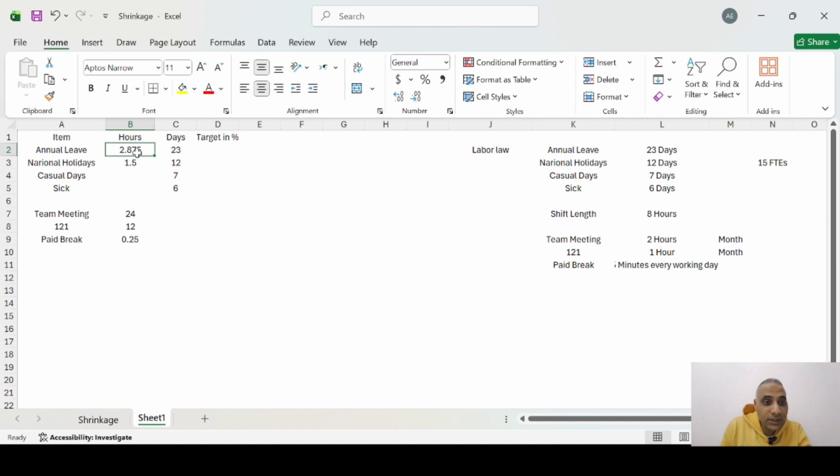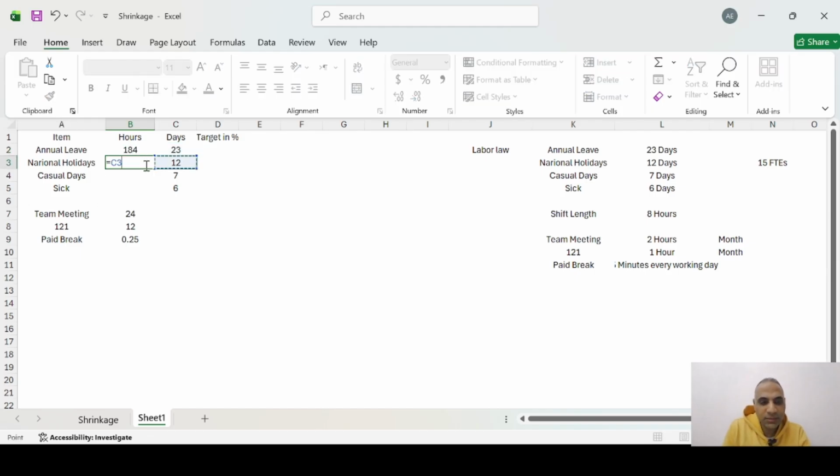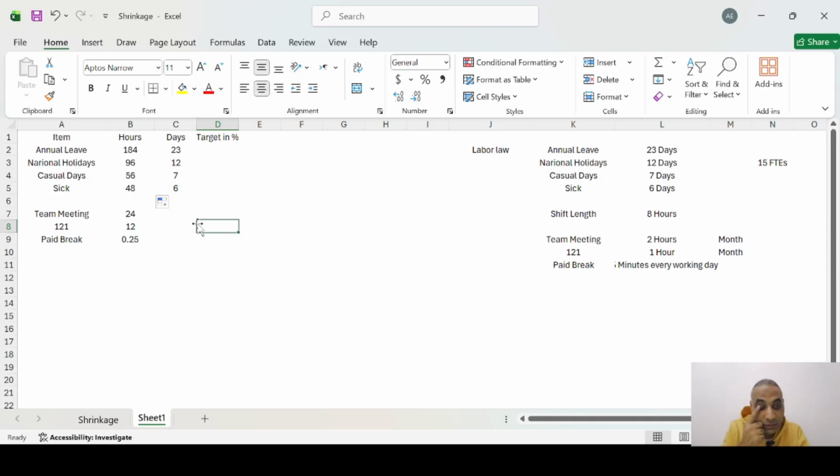Well, right now, let's convert the days into hours. 23 days, so we'll say 23 multiply by 8 hours, which is the shift length. So 184. We will do the same for the national holidays. Multiply 8 equal 96. And let's drag the formula. Right now we have the hours and we have days. This part, we call it out of office, because the annual, national holidays, or even casual or sick, the advisor or the agent or your CSR will not be available in the office.